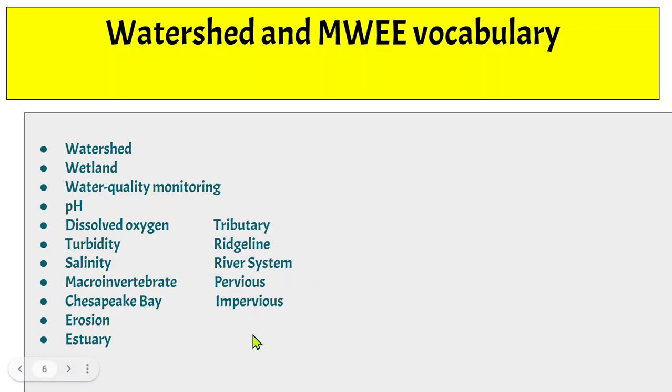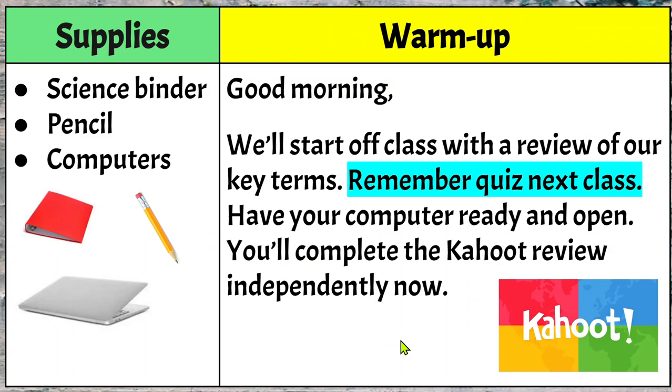Okay, so just make sure you know all that vocabulary, and it's going to come up as you do your Kahoot practice. So today we're going to start off class with a review of our key terms. You do have a quiz next class, so hopefully by now you have your computer ready and open since you're watching this video. You're going to complete this Kahoot review independently. Now I've assigned it as though it was homework, so it's not as a full class.